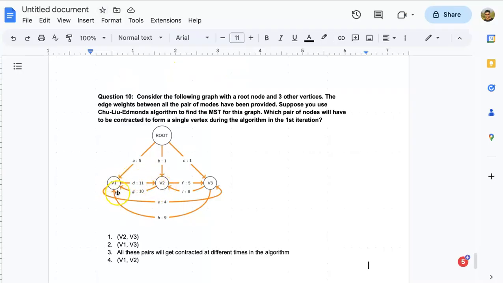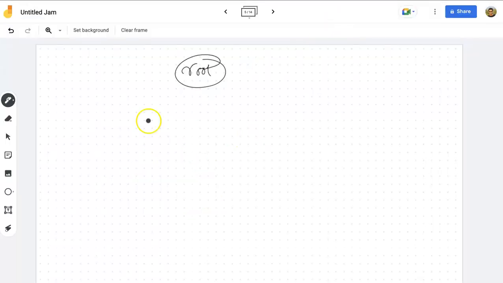Now for V1, if you see there are 2 or 3 incoming edges. One is 5 from root to V1. One is V2 to V1, which is 10, and one is V3 to V1, which is 9. So among them 10 is maximum, so we will keep it this way. It will be 10 from V2 to V1. So V1 is there, and we need to keep this here, the weight is 10.